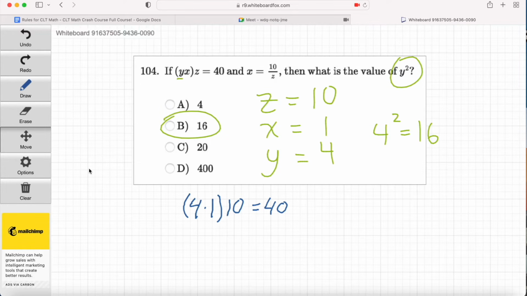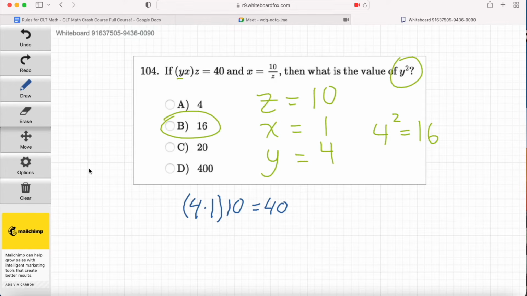Dare I ask what you tried to do here? I attempted the algebra. Yeah, don't do that. Not a question like this. No, plug in values. Just start there at the very least. It works most of the time on a question like this. It's fast, it's easy, it's accurate.